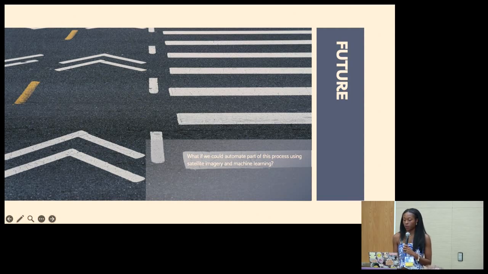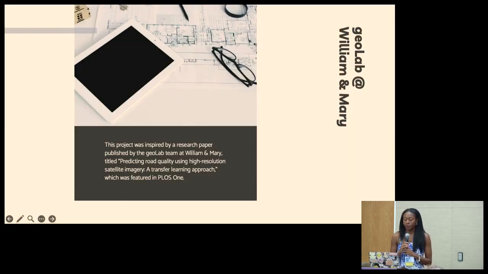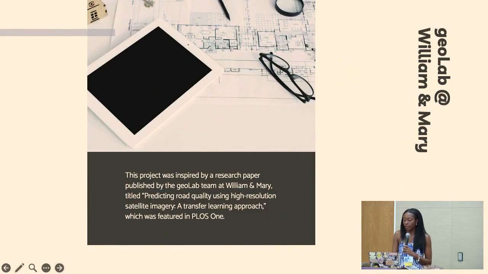Instead of waiting for roads to fall apart, we could predict their conditions directly from the sky using satellite imagery and machine learning. So this project was inspired by a research paper published by the GeoLab team at William & Mary titled Predicting Road Quality Using High-Resolution Satellite Imagery, a Transfer Learning Approach, and this was featured on PLOS ONE. And this study demonstrated the feasibility of applying deep learning techniques to classify road quality.